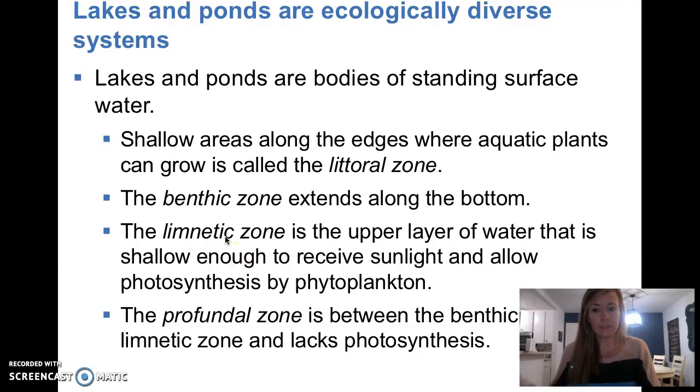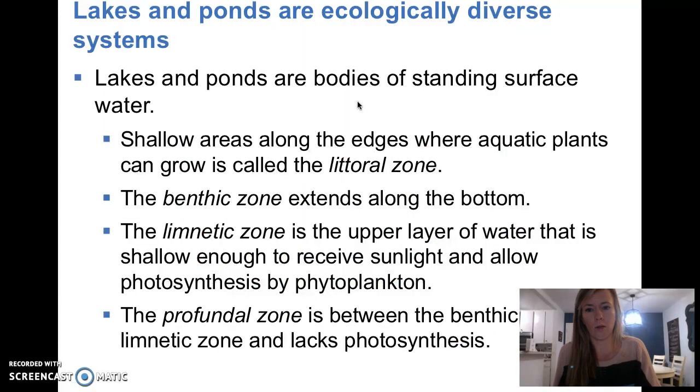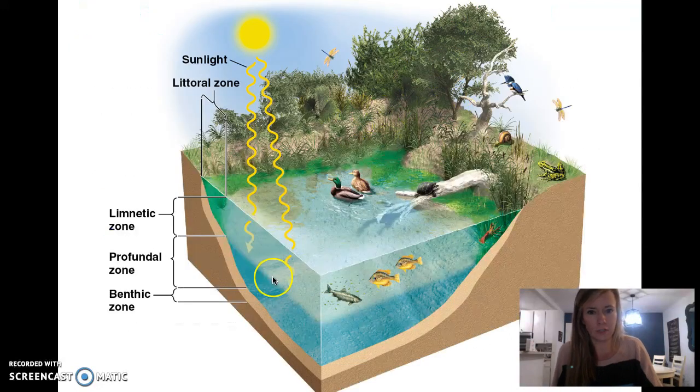So these lakes and streams have different regions of depth that we can talk about and different things that happen in them. So it is the littoral, benthic, limnetic, and profundal zone. So they're shown here nicely on the diagram. So the littoral zone is kind of the top around the edges.